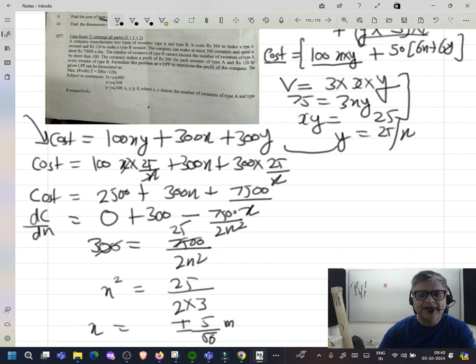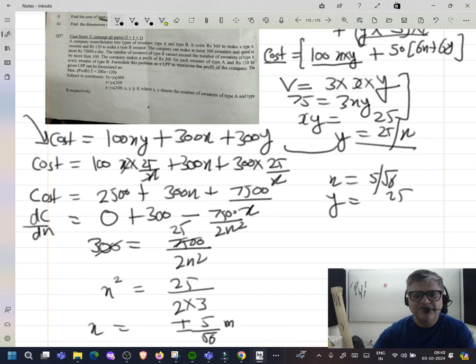Now x cannot be negative, it's a real thing like a cuboid. So how can you have a breadth and length to be negative? So x is equal to 5 by root 6, we know this also. So y is equal to 25 by 5 into root 6, which is equal to 5 root 6.